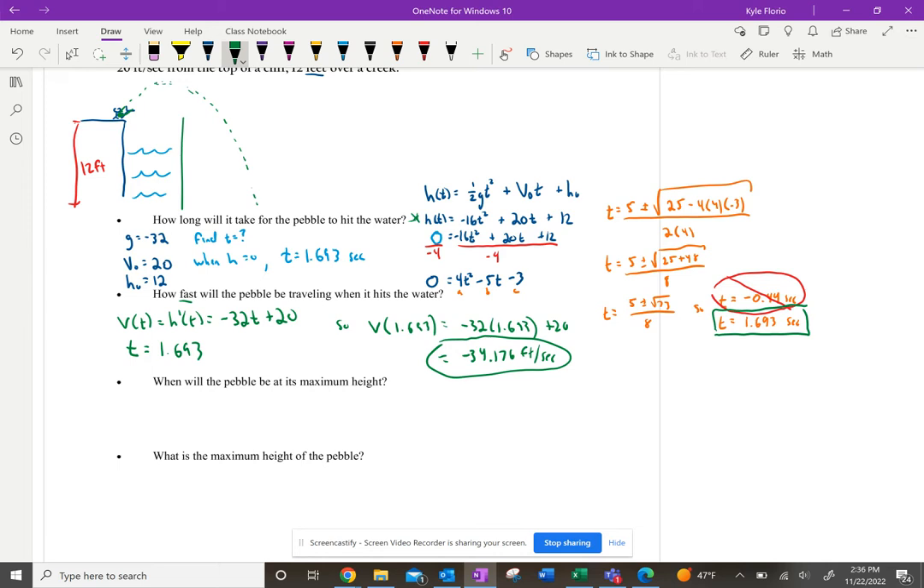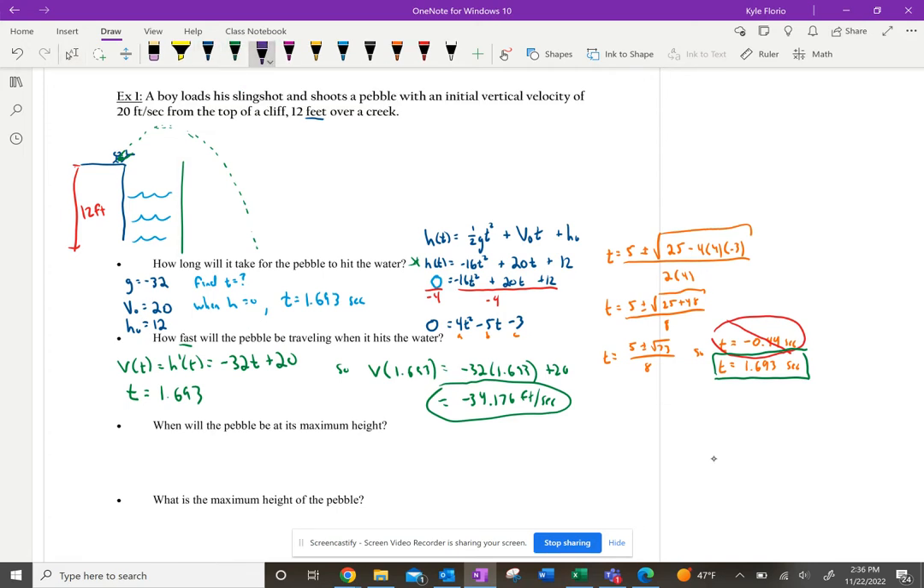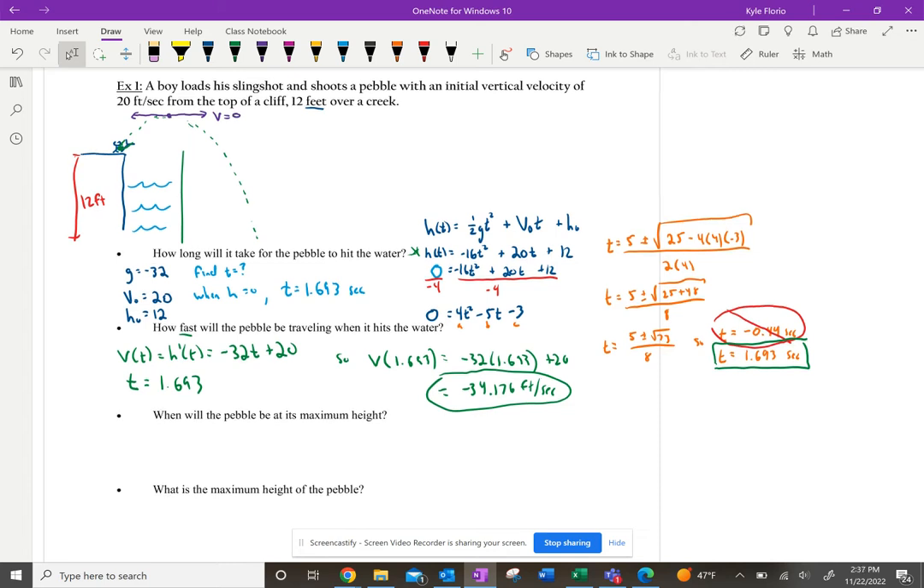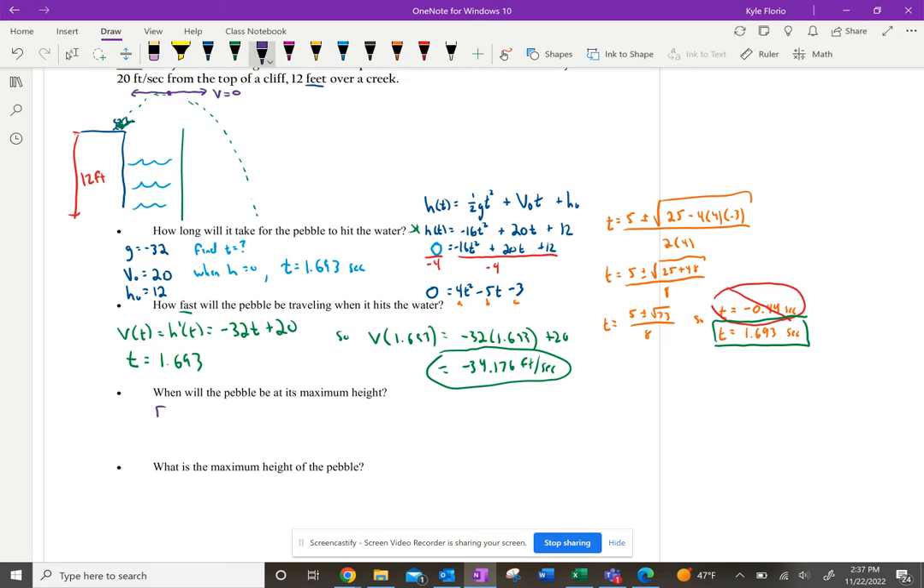When will the pebble be at its max height? When the pebble is shot into the air, when is it going to hit this point right here? So one thing I know about this point is when it's at its max height, the velocity, which is the rate of change, is 0. So what we need to do is find out when the velocity equals 0. So we want to set v of t, which is negative 32t plus 20. That's the velocity. We want to set it equal to 0.